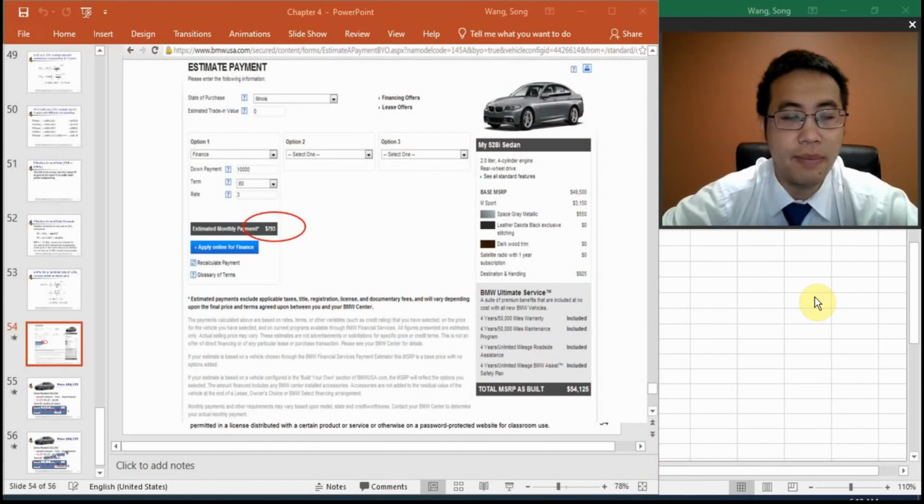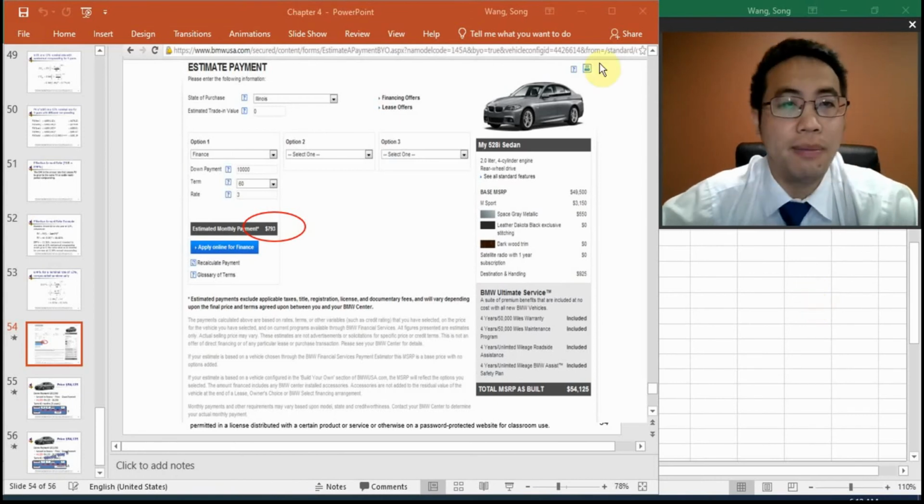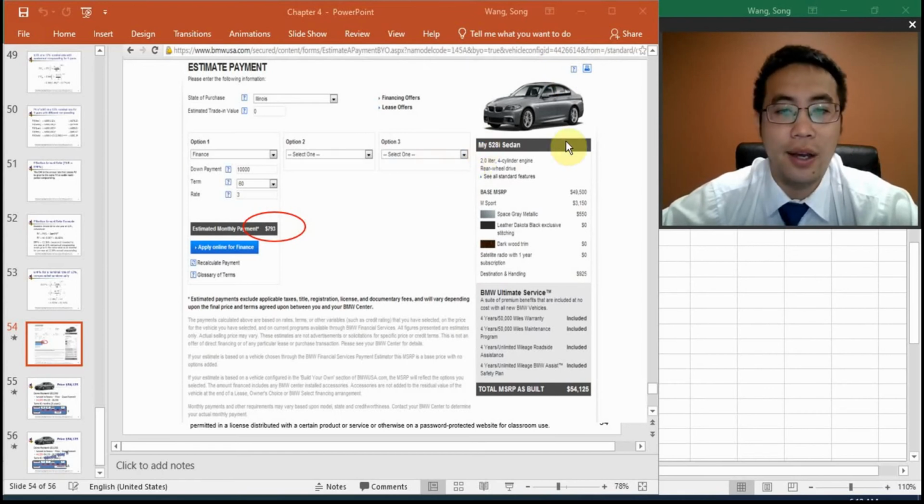If we take a look at this example, you will see that things are a little different because the payment is delivered on a monthly basis. If I check the BMW's website and look at a car, it's a 528i sedan. The outdoor price is $54,125, and I want to figure out what my monthly car loan would be. What is my monthly payment?